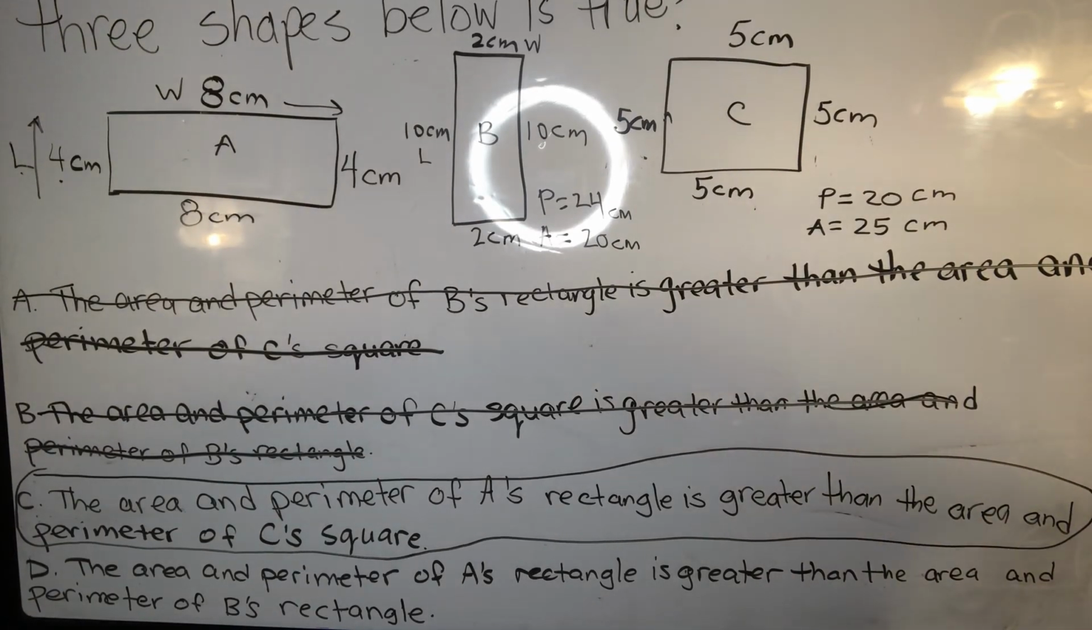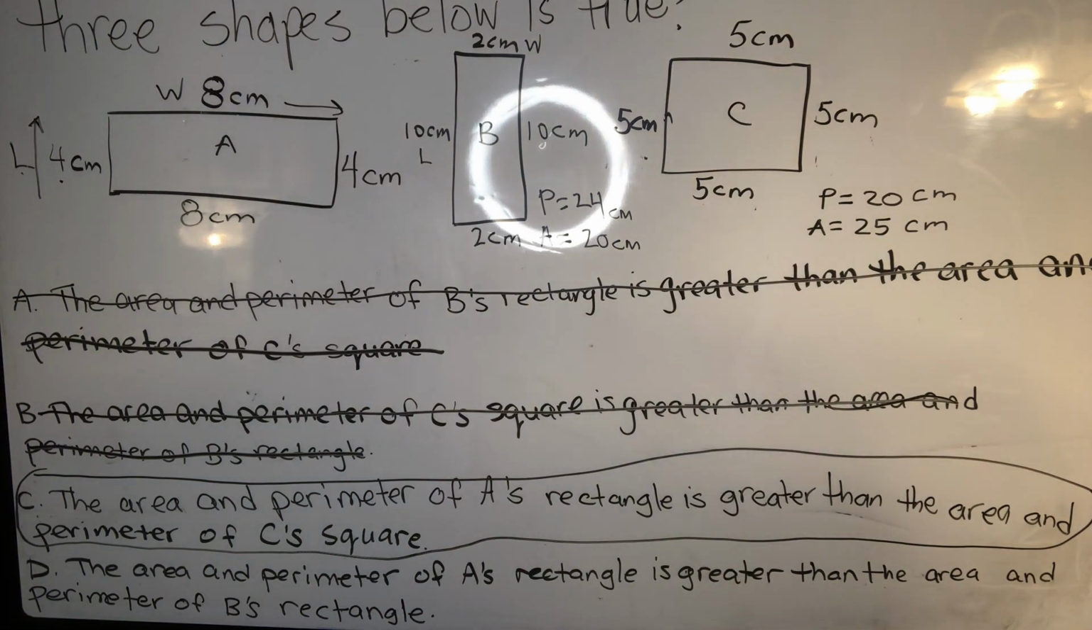All right, so like we said, choice C is our correct choice. So even though we found the answer, out of practice, and so we can always know what the right answer definitely looks like, we work all options. So we're going to go ahead and work choice D. The area and perimeter of A's rectangle is greater than the area and perimeter of B's rectangle.